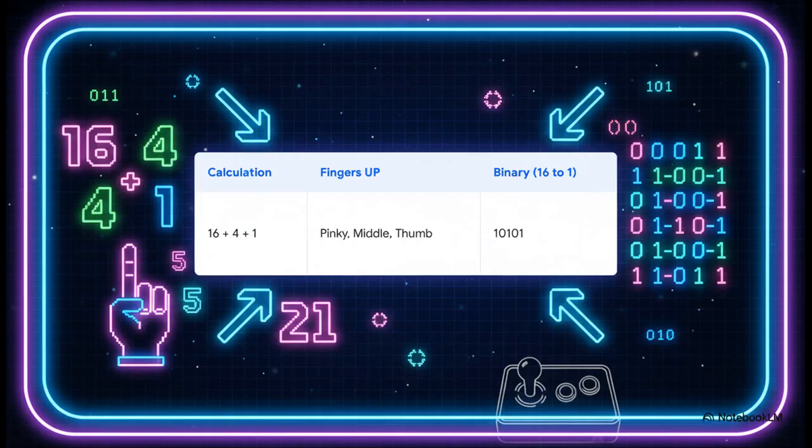All right, let's try one. How would you make the number 21? Well, you always want to start with the biggest value that fits inside 21. That's 16, right? So pinky up. We still need 5 more. The next biggest value that fits is 4. Middle finger up. And to finish it off, we need a 1, so thumb up. 16 plus 4 plus 1, that's 21. In binary, your hand is showing 10101.